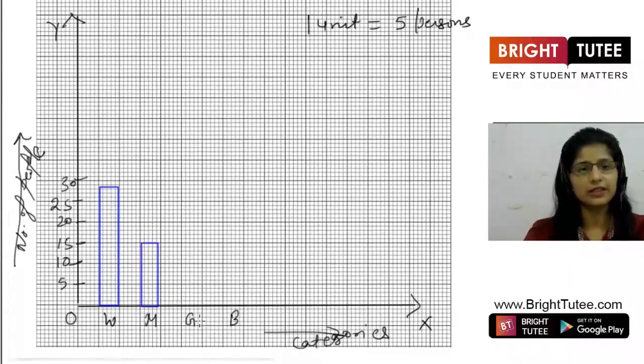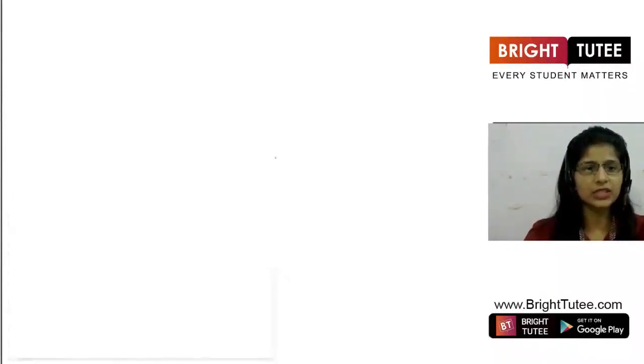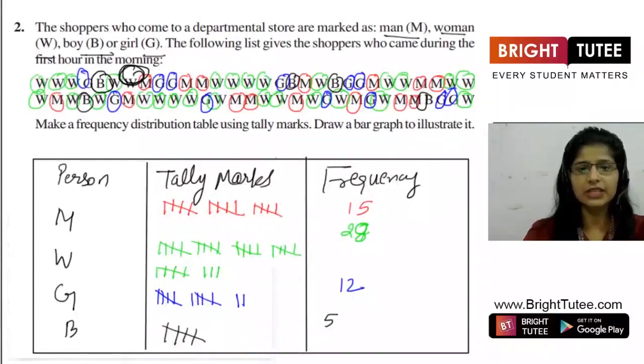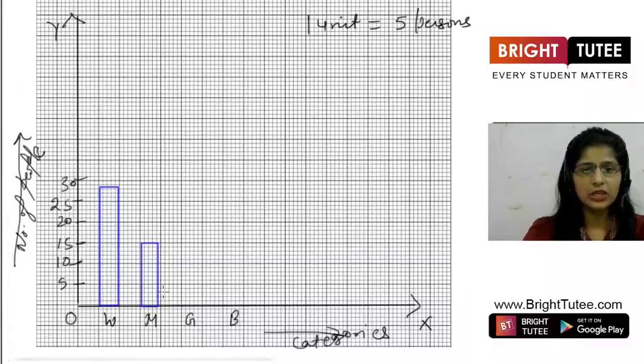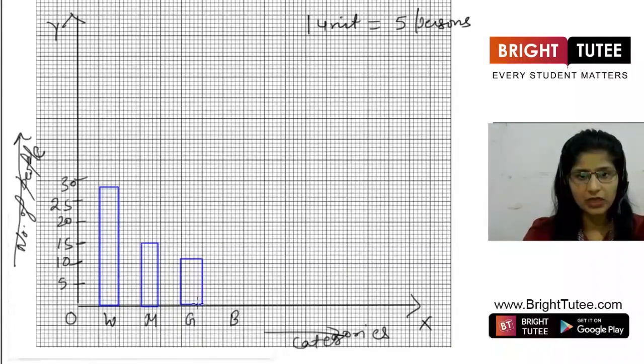The next one is girls. How many girls visited the store? Let us see. The number of girls that visited the store is 12. So let us see, it is 10 here and then it will be 12 here. So it is 11. Let us take one more step up. So it will be 12. So this will be the girls.